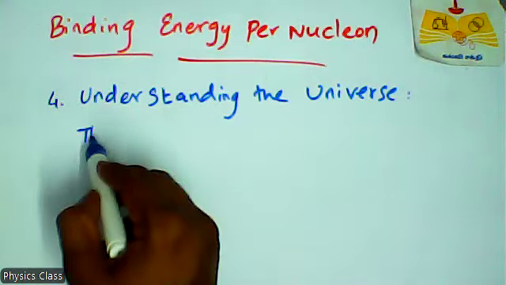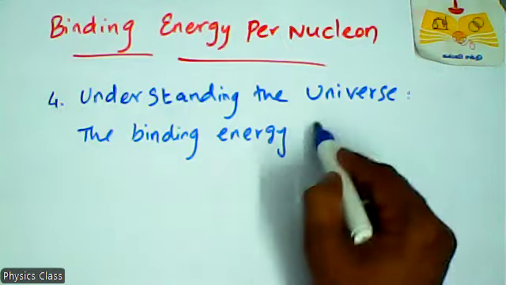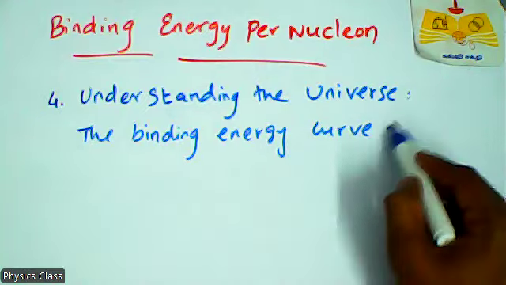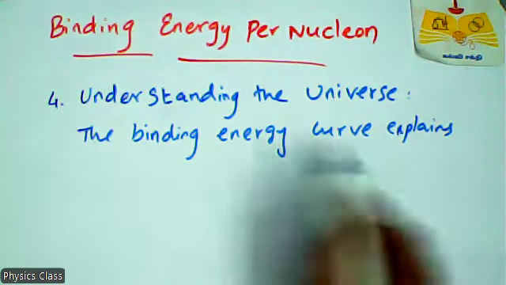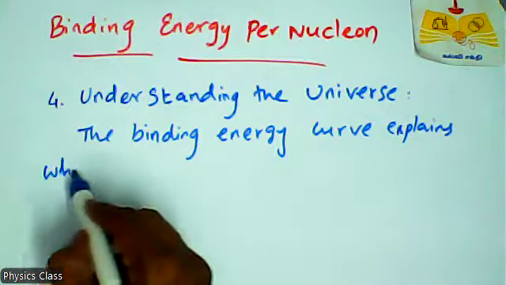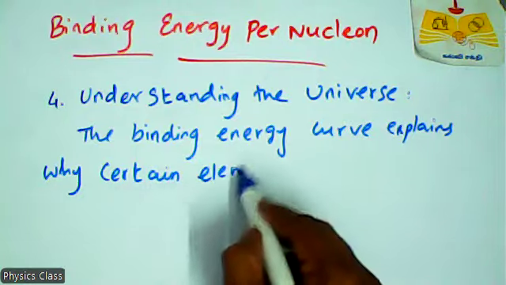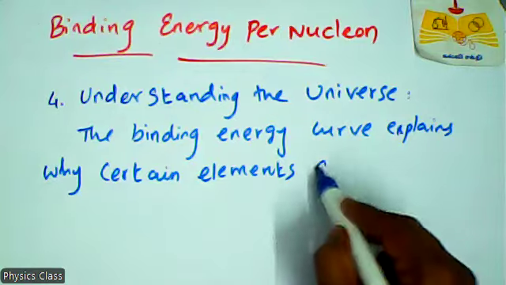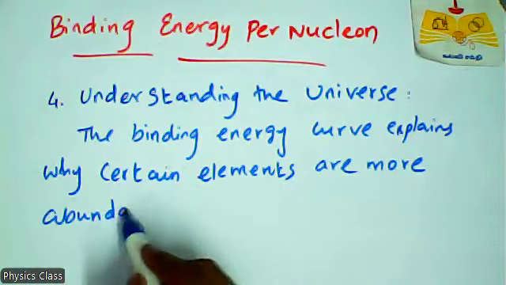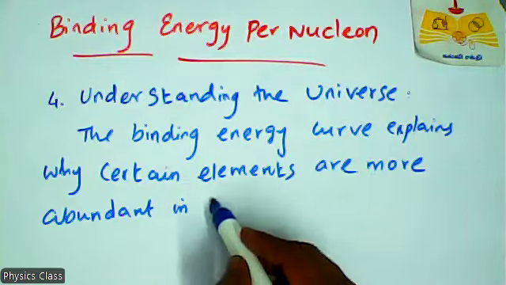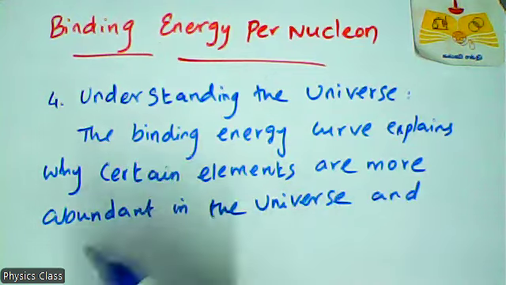So the binding energy curve explains why certain elements are more abundant in nature or abundant in the universe. I will draw a binding energy curve later. Okay. And why nuclear reactions?